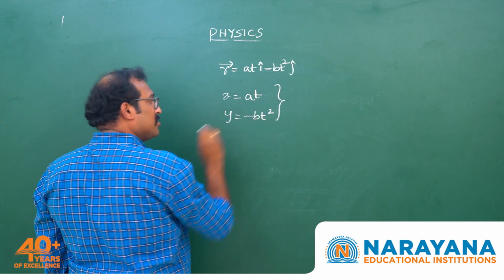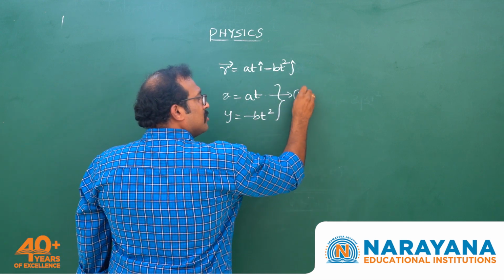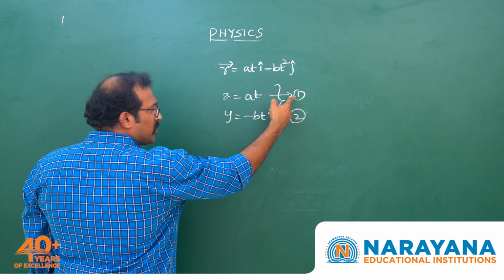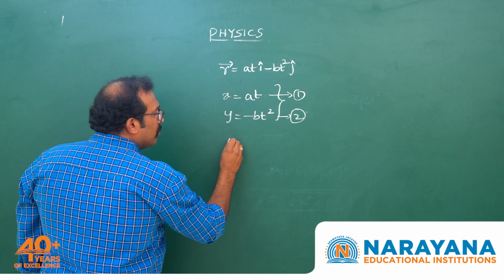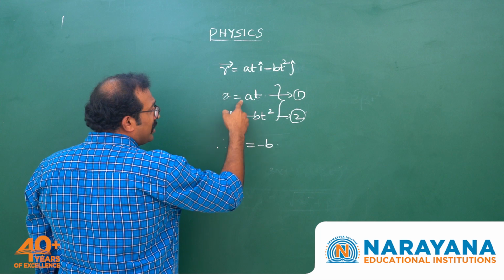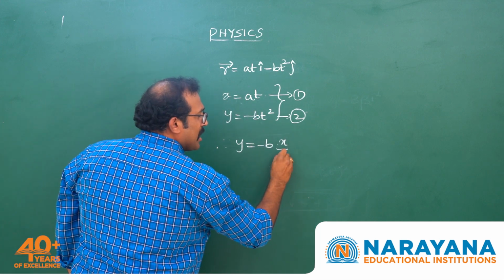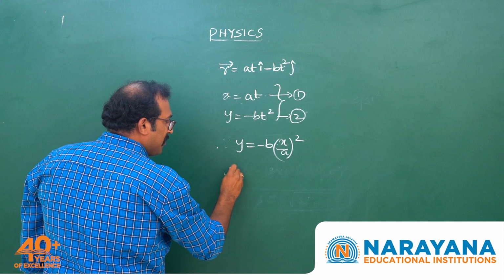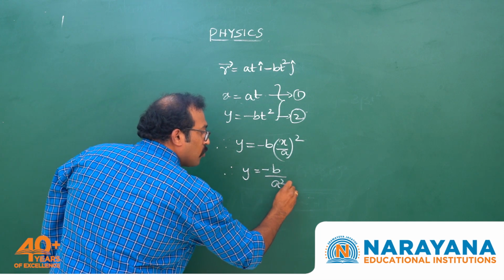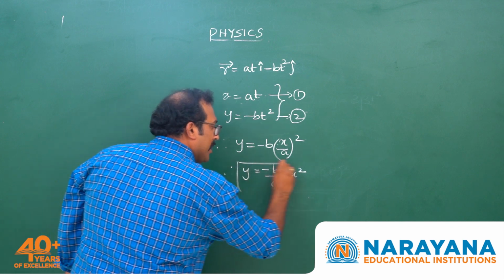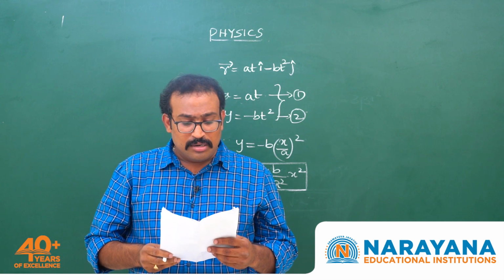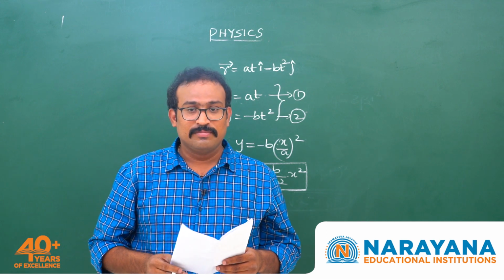From these two equations, this is equation 1 and this is equation 2. Substitute the value of t from equation 1 into equation 2. Therefore, we get y is equal to minus b, with t written from equation 1 as x by a whole square. Therefore, the trajectory equation is given by minus b by a square into x square. So this is the answer for the second question. So now our key is the first option.